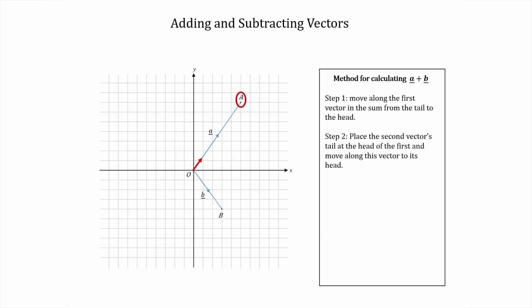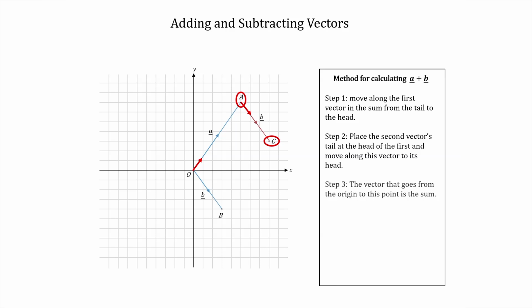Step 2. Place the second vector's tail at the head of the first and move along this vector to its head. So we redraw vector B so that its tail, i.e. the end at which it starts, meets the head, i.e. the end where it finishes, of vector A. Remember, this new red vector is still a representation of vector B because it has the same length and direction as B. So we now move along vector B to this new point, which we've called C.